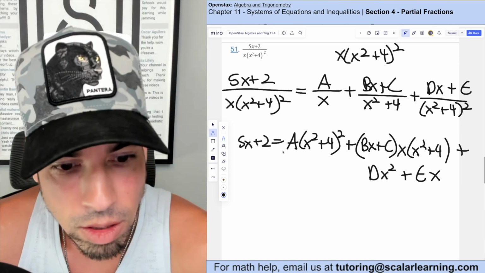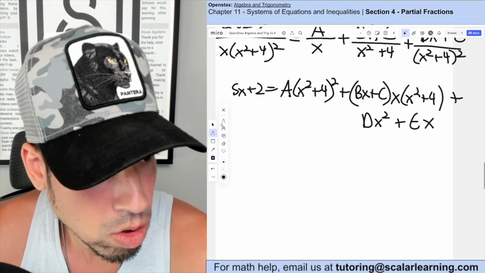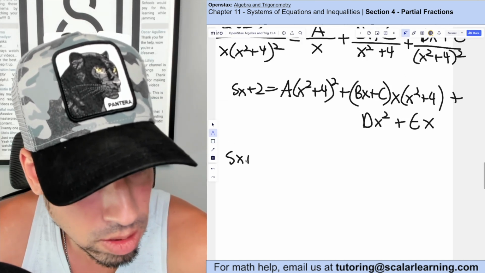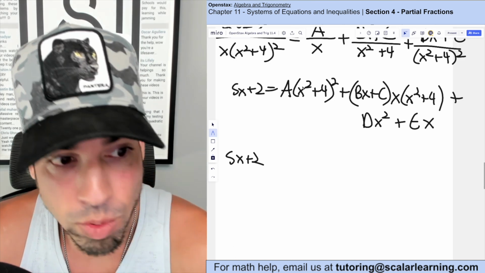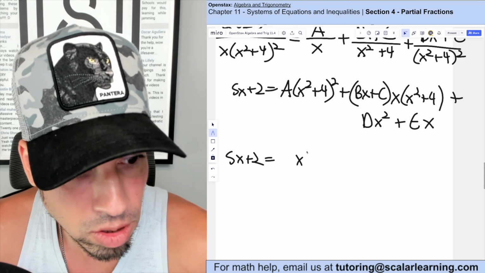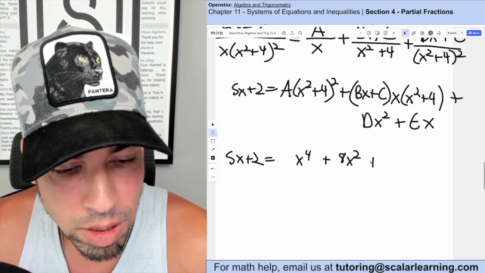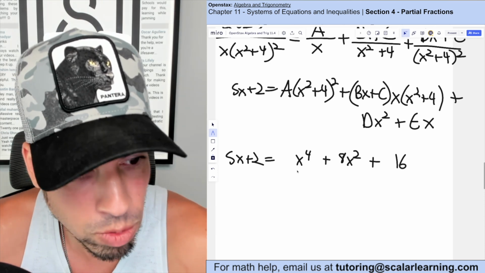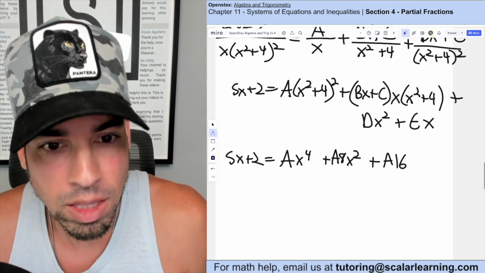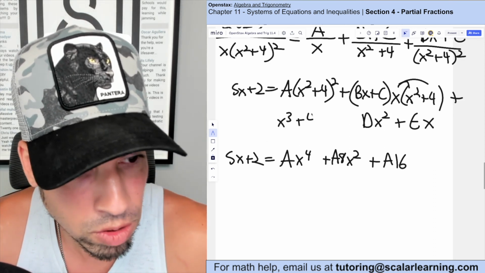Okay, great. Now let's FOIL everything out and simplify a little bit, and we're going to make a little bit more room. This is a long problem, so we have, of course, still 5x plus 2 on the left-hand side. And then as we simplify this, if I square x squared plus 4, I get x to the 4th plus 8x squared plus 16. I'm just putting a little space there because we have to distribute the a. So we got a, and a. And then over here, if I distribute the x like so, I'll have x cubed plus 4x.